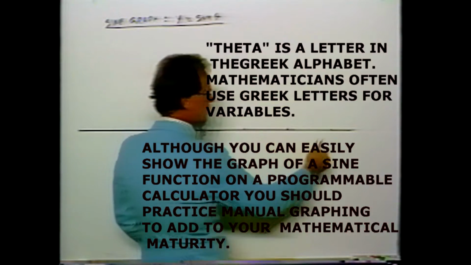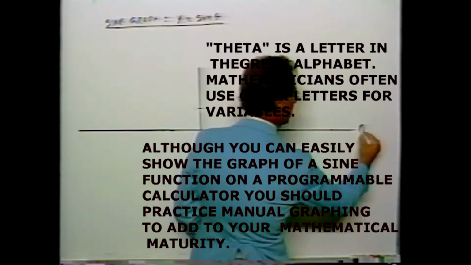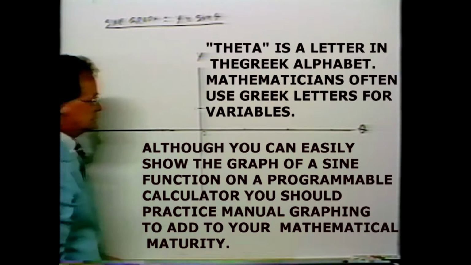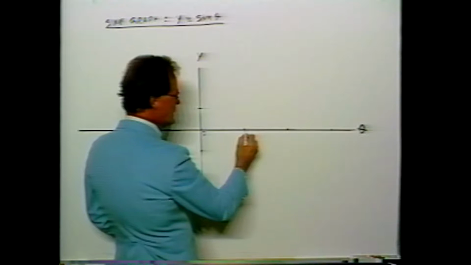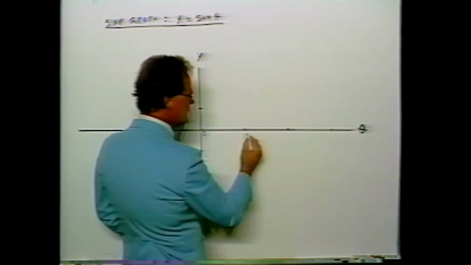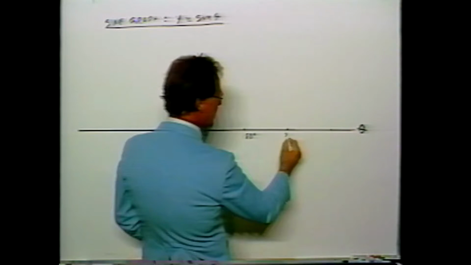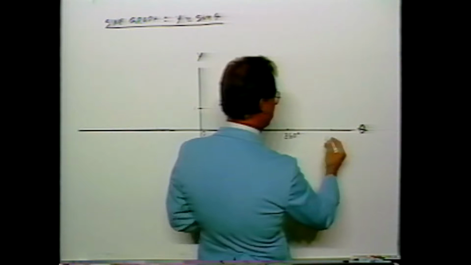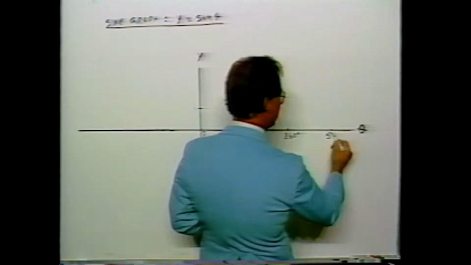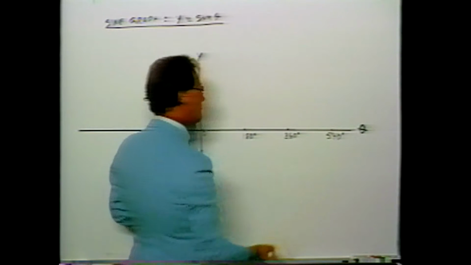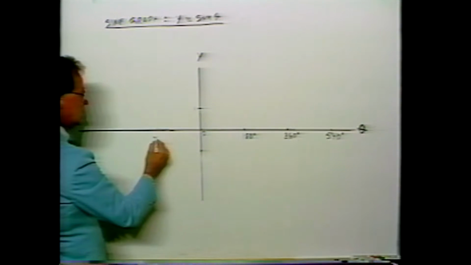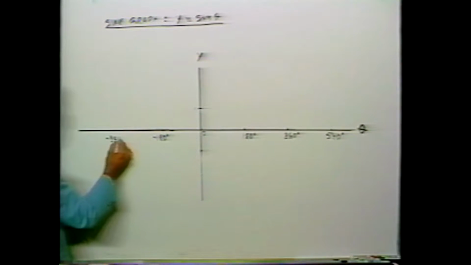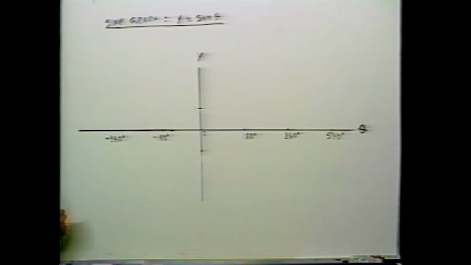This axis will be called the theta axis instead of x, and this axis will be called the y-axis. These intervals, which I have marked off, will be 180 degrees, 360 degrees, and this one would be 540 degrees, and so on to the right. To the left, this scale is negative 180 degrees, this one minus 360 degrees, and so on towards the left.